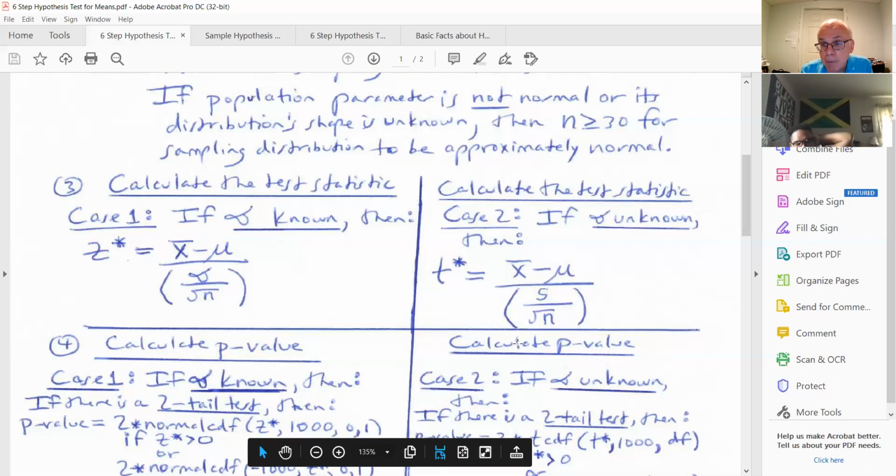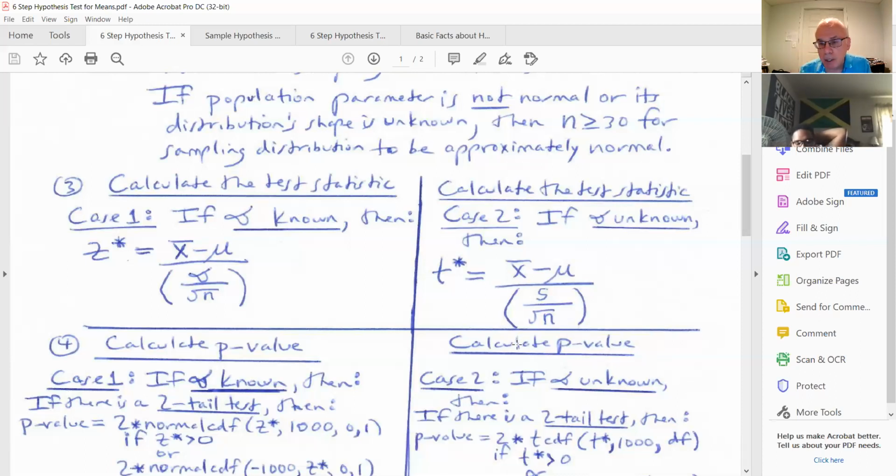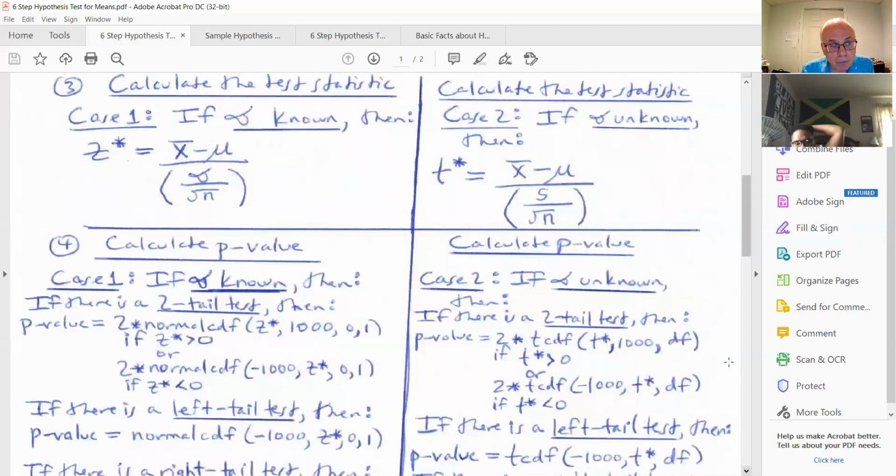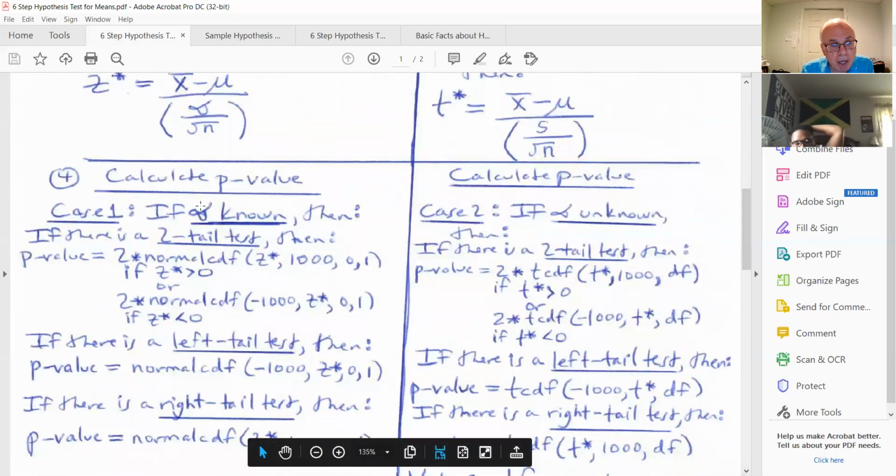What's step 4? Calculate the p-value. Remember, the p-value is the probability of getting that sample statistic or something more extreme than that when we assume that the null hypothesis is true. That's what the p-value is referring to. It's the probability that we use our calculator to figure out. Now, if we have case 1, that is, we know sigma, we've calculated z star, the test statistic.